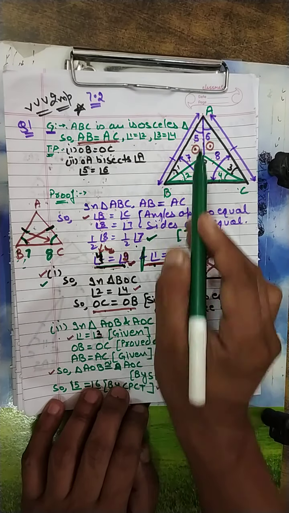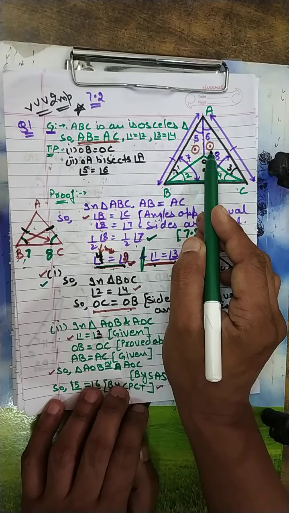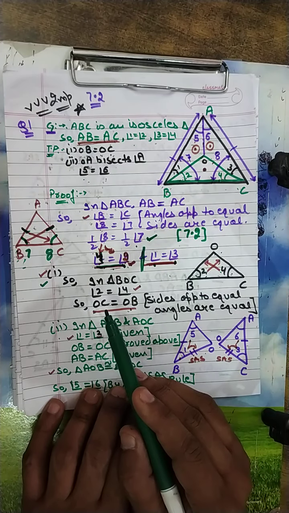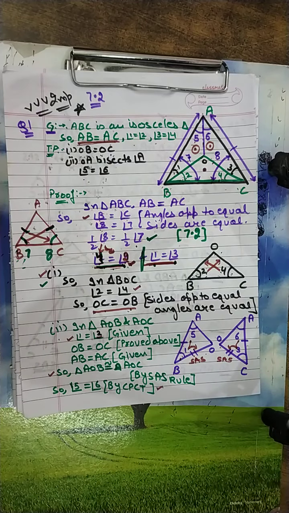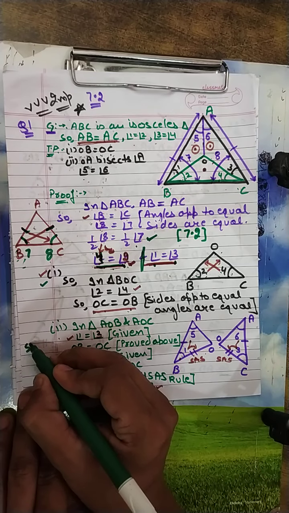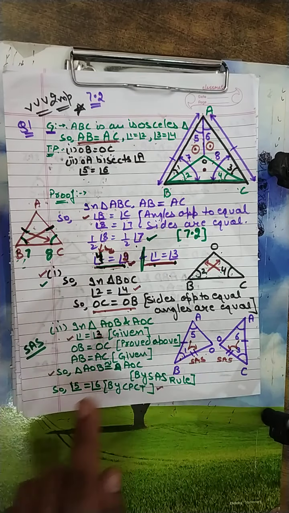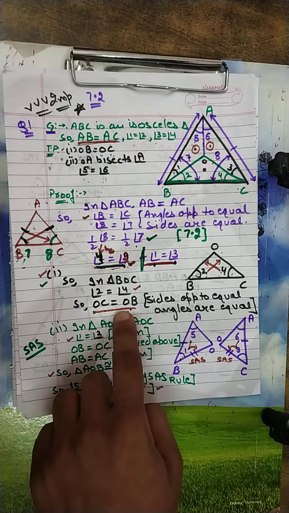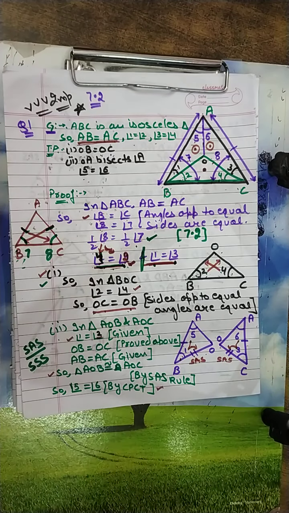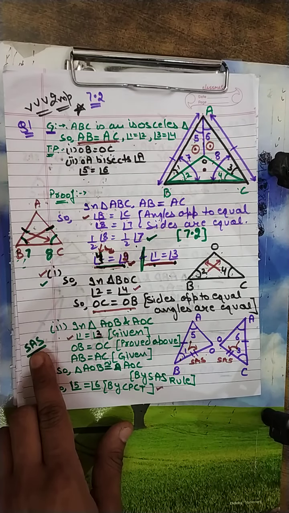In the second part, we have two triangles, ABO and AOC. The second part can be done in two ways. One is with the help of side angle side, that I have done here. The second is SSS. You can apply any one of these two properties. First, go with side angle side.